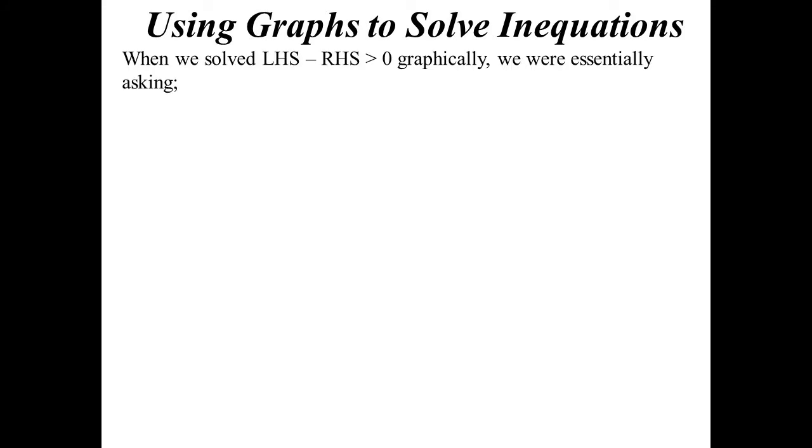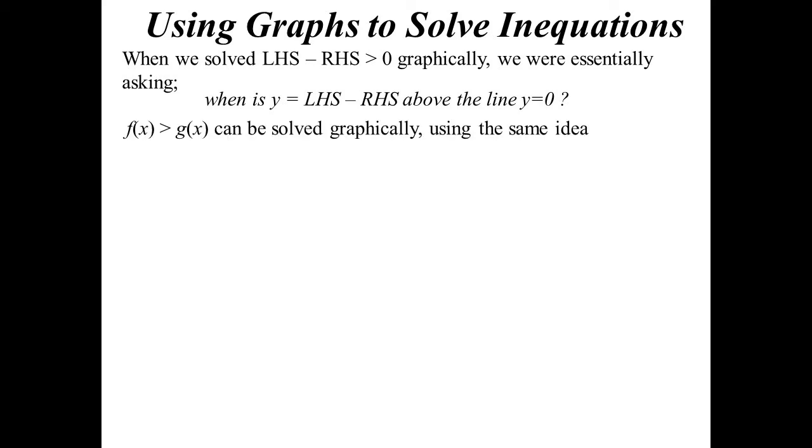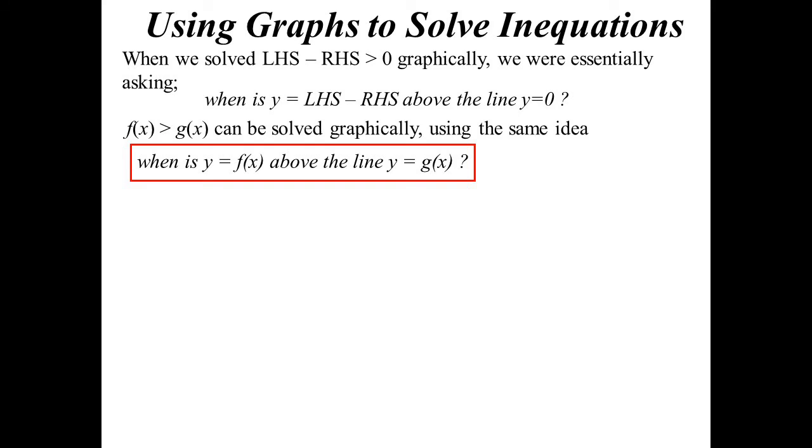Remember our inequations, we can always turn them into left-hand side minus right-hand side is greater than 0. So when we did that, what we were basically saying is, if we had a graph, when is the graph of left-hand side minus right-hand side above the line y equals 0? When is it above the x-axis? Sure, we didn't do it that way, but that is what we were really solving. So anytime you have f of x is greater than g of x, you can use the same idea. When is f of x above g of x?